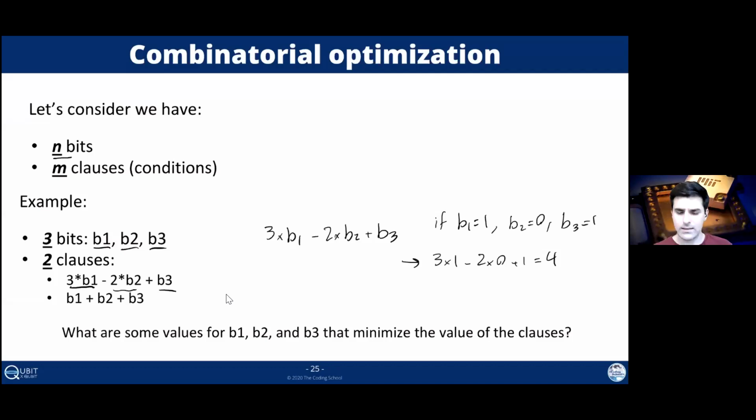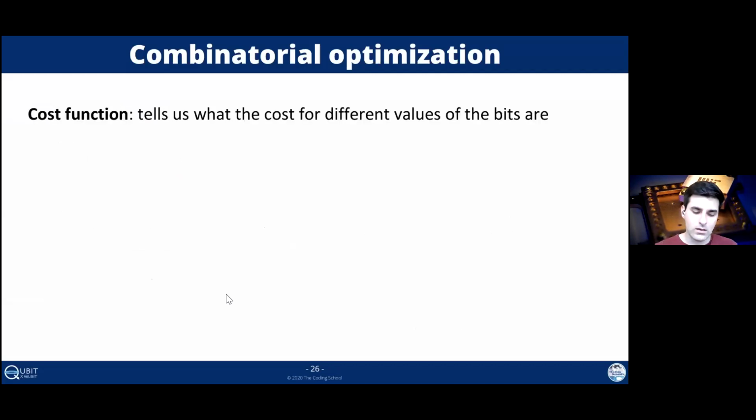So essentially, you can put the value of each bit in every clause to get the cost of the clause. And here's another clause. Another example of a clause that I have is just B1 plus B2 plus B3. What we're trying to accomplish here is to find values for B1, B2, and B3 that minimize the value of all these clauses. Could be minimized or maximized depending on the problem. Here we're sticking with minimized.